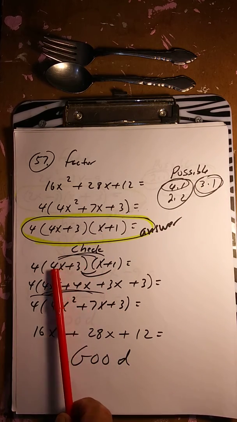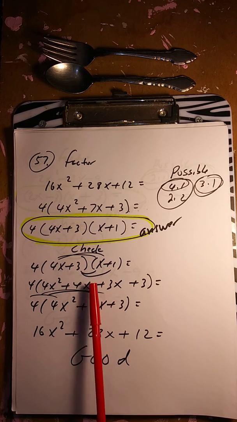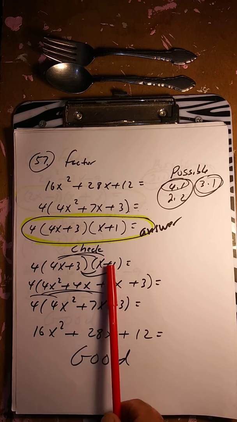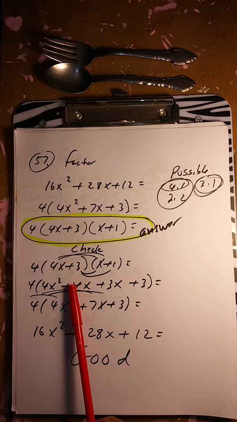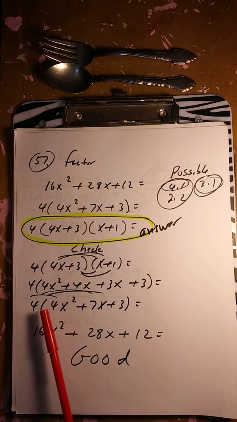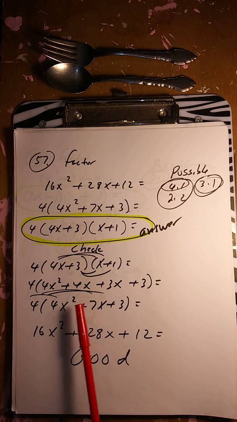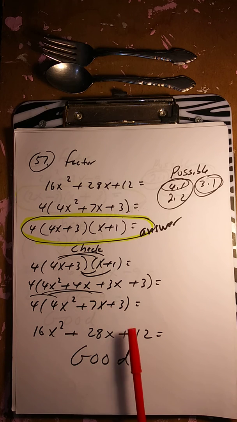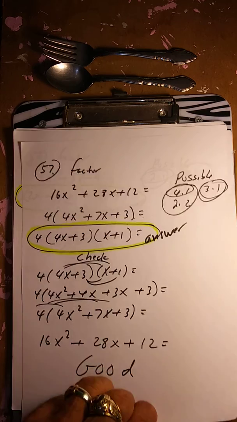Ready? 4 times that is 4x squared. 4 times that is 4x. That's going to be 3x. That's going to be 3. So it's going to be 4x squared plus 7x plus 3. 4 times that is 16x squared. 4 times 7 is 28x. 4 times 3 is a positive 12. So that's correct. That's what we wanted.